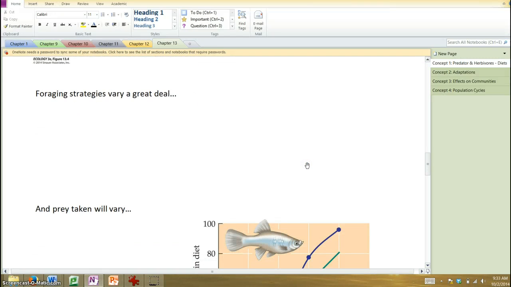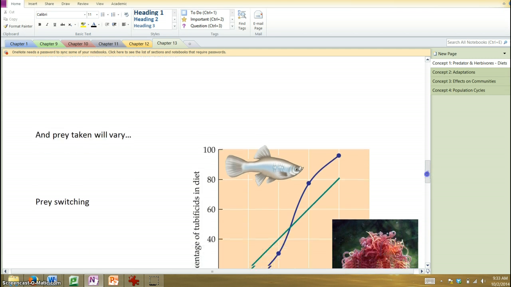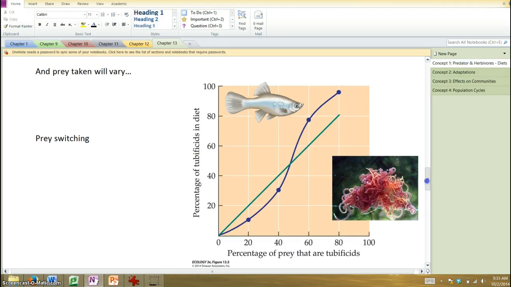Foraging strategies of organisms as they go out there to find food can vary a great deal from working as an individual to working in groups, relying on speed versus hiding, blending in and waiting for the prey or the food to come to you. Again, the diet can vary a great deal from being very wide-ranging, broad diet to a relatively narrowly focused diet. And the foods you eat can, of course, vary over time.